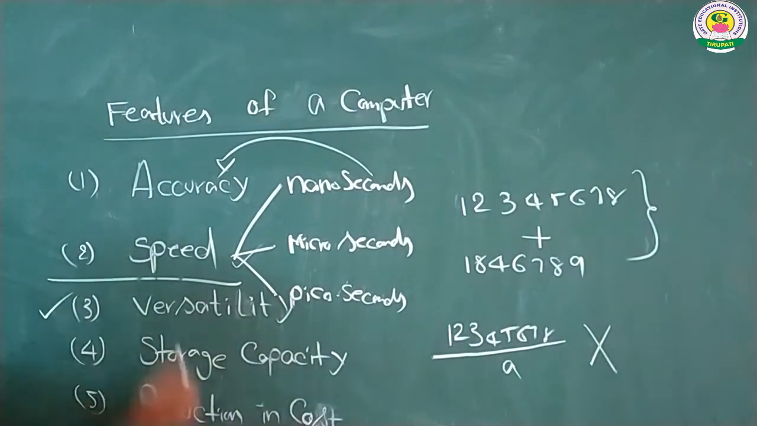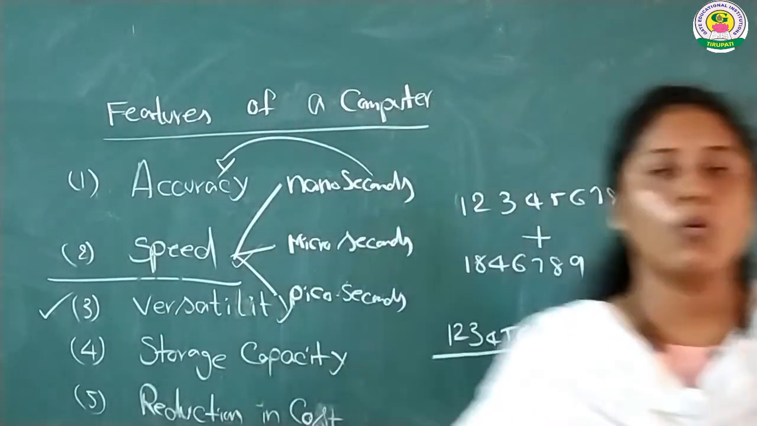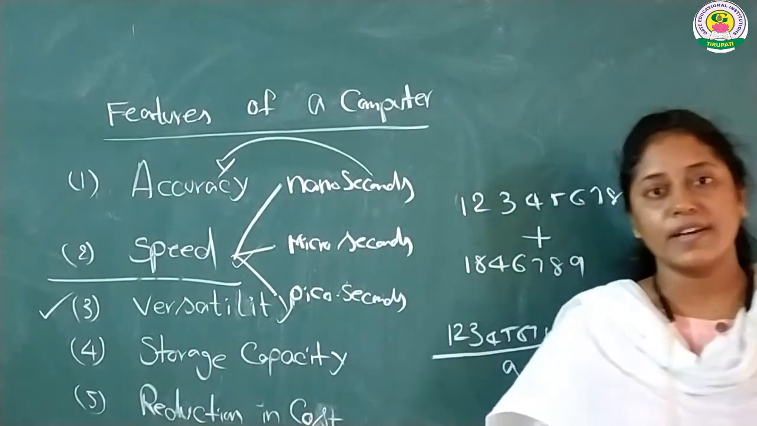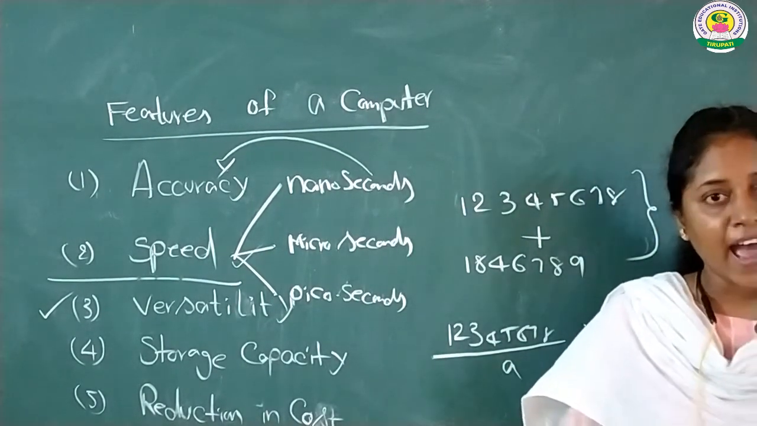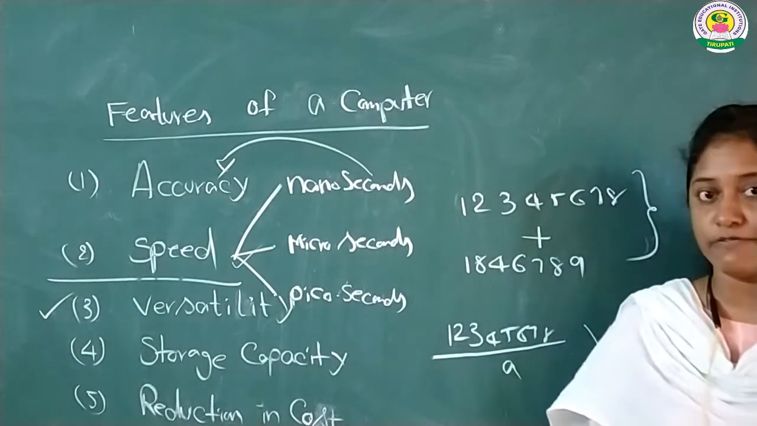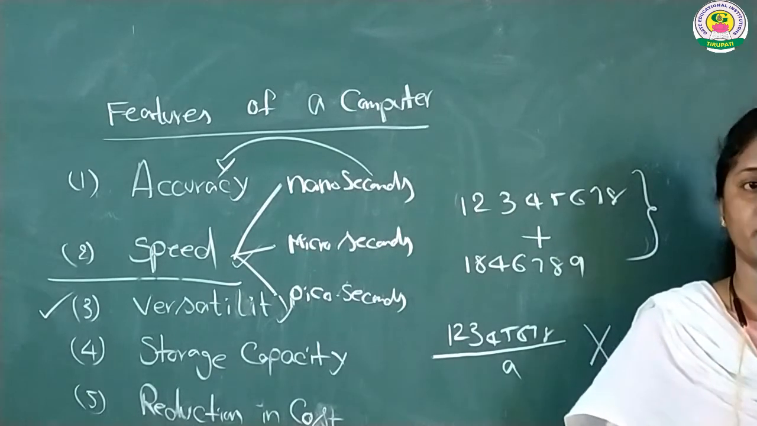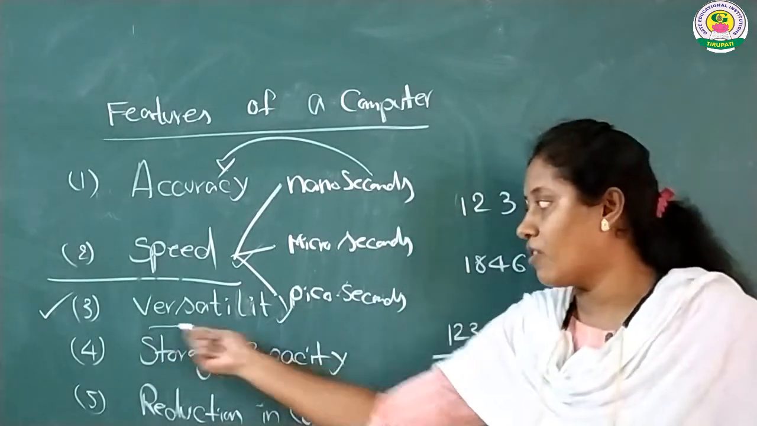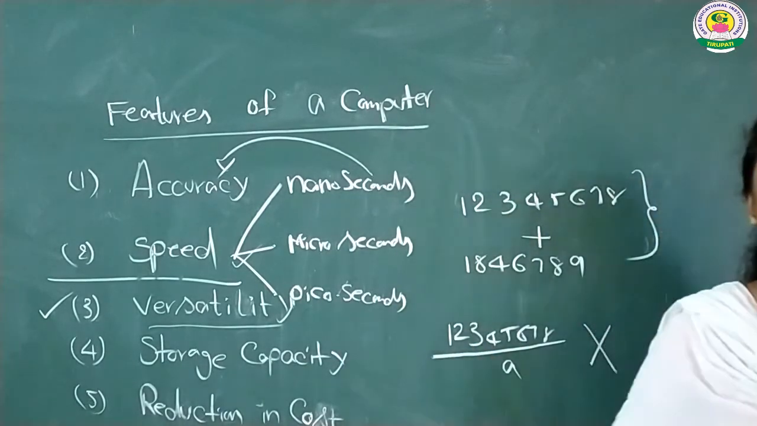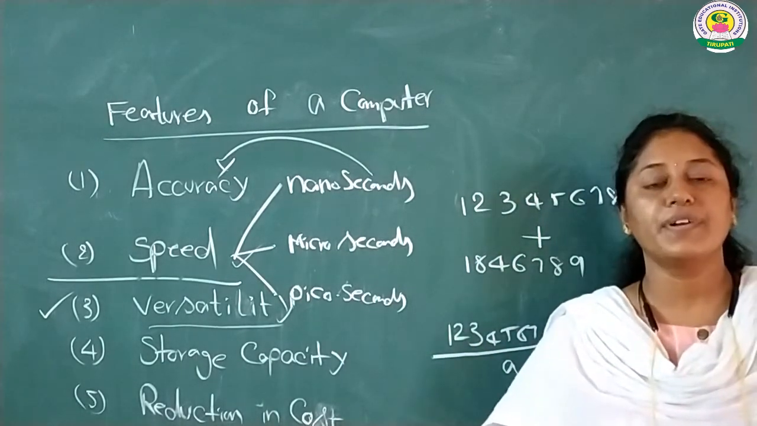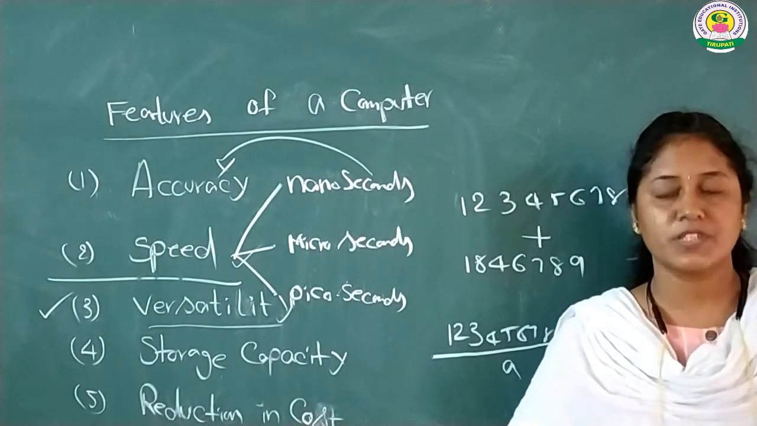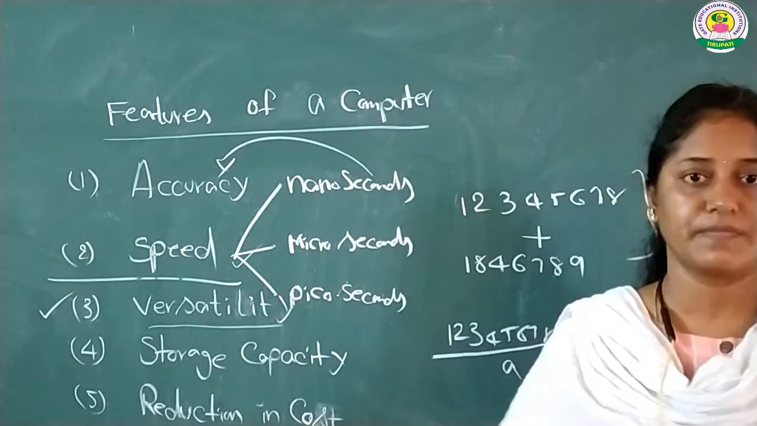Then what is versatility? What is meant by versatility first of all? In general terms, versatility is nothing but handling multiple kinds of jobs, different kinds of jobs or a variety of jobs. That is the actual meaning of versatility. Here, what is versatility according to a computer? It means a computer can handle a variety of jobs at a time. So then what is meant by a variety of jobs?